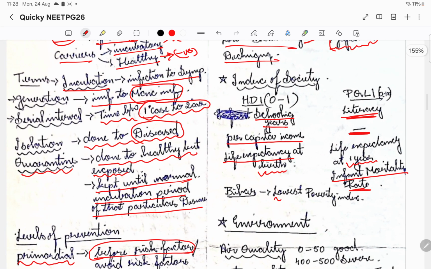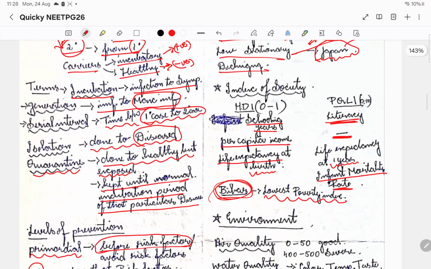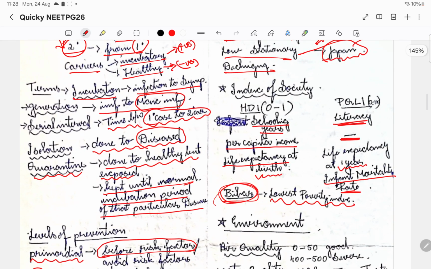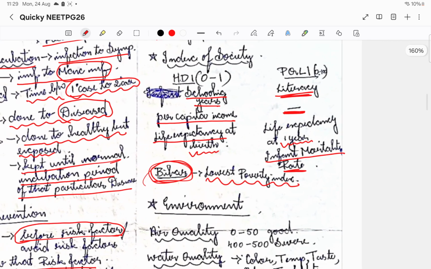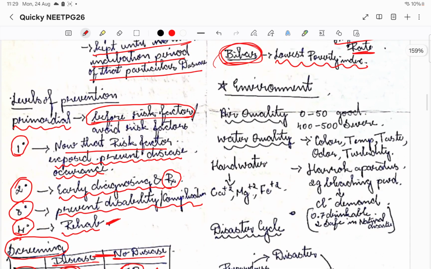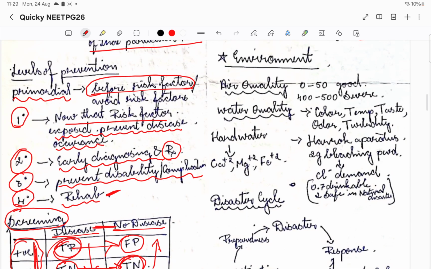The lowest poverty index is in Bihar. Bihar is one example that I want you to remember. Where else did we learn about Bihar? Bihar was in leishmaniasis. Whenever Bihar comes in, please remember leishmaniasis is one thing, and another one is the poverty index.